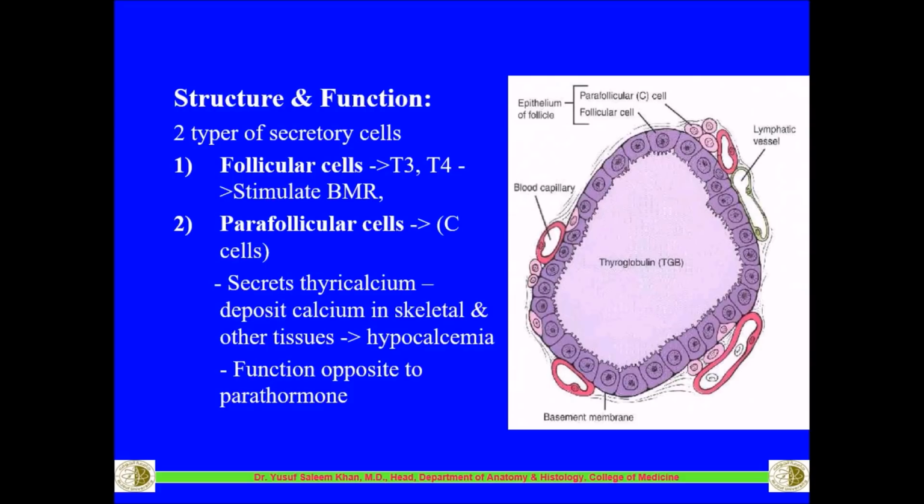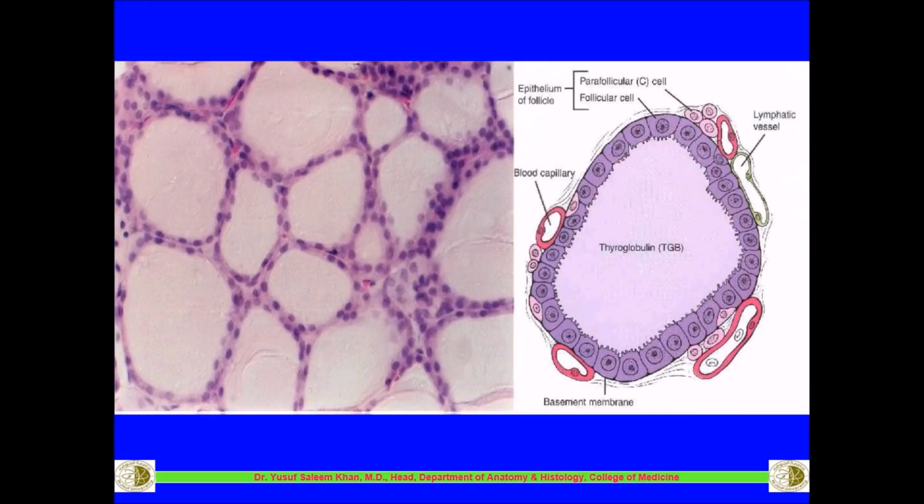Okay, and the follicular cells will be secreting the T3 and T4. So this is how these follicles will look. These are the follicles and these are the follicular cells, and between them there will be parafollicular cells. This is called the colloid, and within the colloid there will be thyroglobulin. And because these hormones are secreted here, it will be highly vascular.